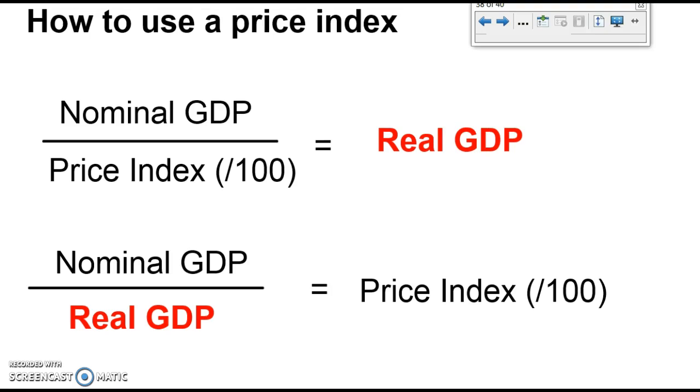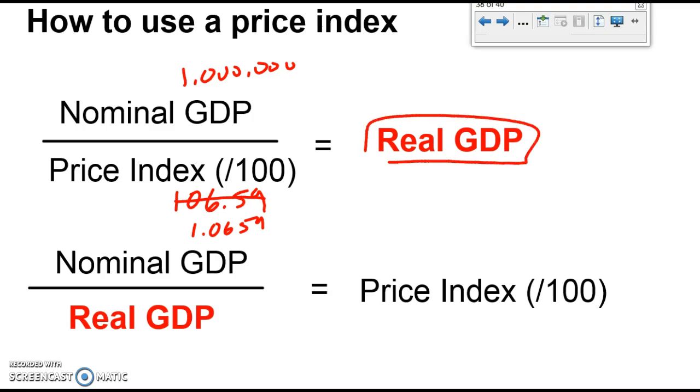Here's what you want to be able to do. Take the nominal GDP, divide by the price index number, and arrive at real GDP. So if your price index number is, say, 106.59, you take nominal GDP and you don't divide by 106.59, you divide this price index number by 100 first. So you end up at 1.0659, and that's what you're actually going to divide by. So whatever your nominal GDP is, let's say it's a million, you take a million divided by 1.0659, and that will tell you what the real GDP is. Okay, so that's what's going to actually adjust it.